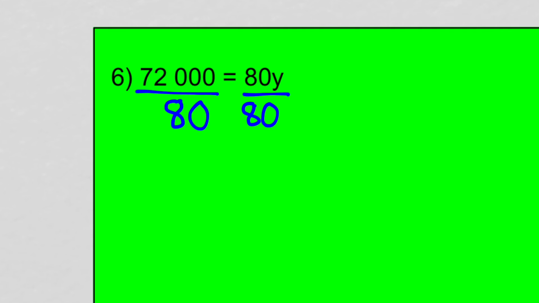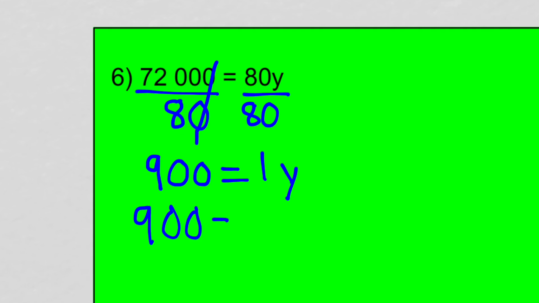Now, we learned about a mental strategy this year where if you were dividing two numbers that end in 0, you can cancel off the common zeros. So we could cancel off these two zeros, and it's 7,200 divided by 8. We'll just do 72 divided by 8 is 9, but then we still have two zeros left to add on. So that'll be 900. And that equals 80 divided by 80 is 1y. Or just 900 equals y.